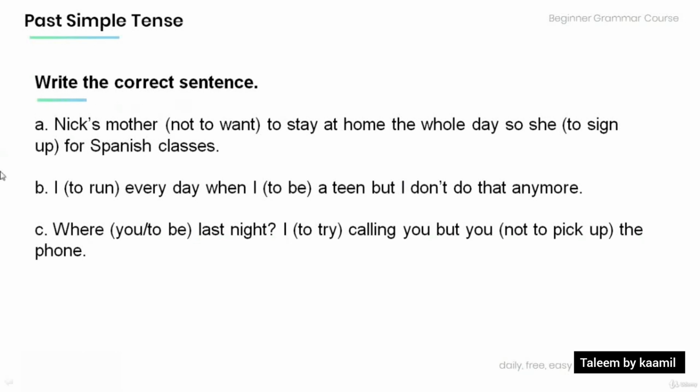Now time for you to practice on your own. Write the correct form of the following sentences. A. Nick's mother not to want to stay at home the whole day, so she to sign up for Spanish classes. B. I to run every day when I to be a teen, but I don't know that anymore. C. Where you or to be last night. I to try calling you, but you not to pick up the phone.